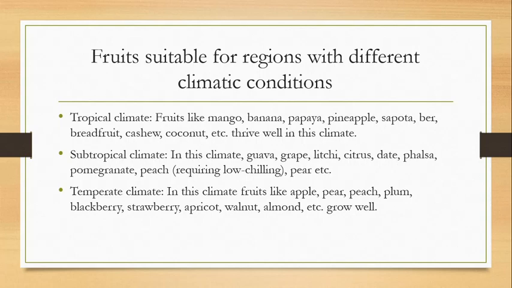Second is the subtropical climate. In subtropical climate, some fruits like guava, grapes, lychee, citrus, dates, falsa, pomegranate, peach, and pear require a subtropical climate. And in case of temperate climate, fruits like apple, pear, peach, plum, blackberry, strawberry, apricot, walnut, almond, etc. grow well. So we should always select fruits according to the agroclimatic conditions so that they can thrive and survive well.